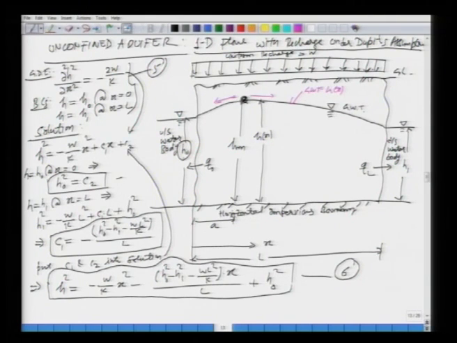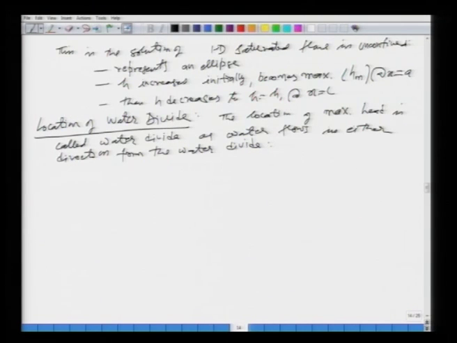How can we find the location of this? We can use the knowledge of our mathematics. What will be the slope of the groundwater table at this location? It has to be 0, right. This will be a horizontal line. So, that is the property of the groundwater table we will use at the water divide. The location can then be found by setting dH dx equal to 0, isn't it?